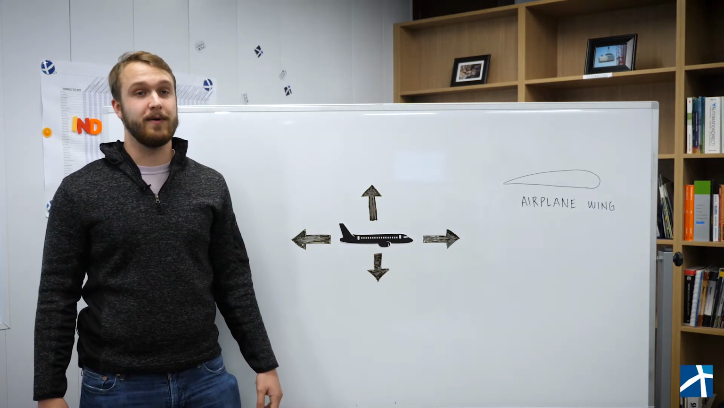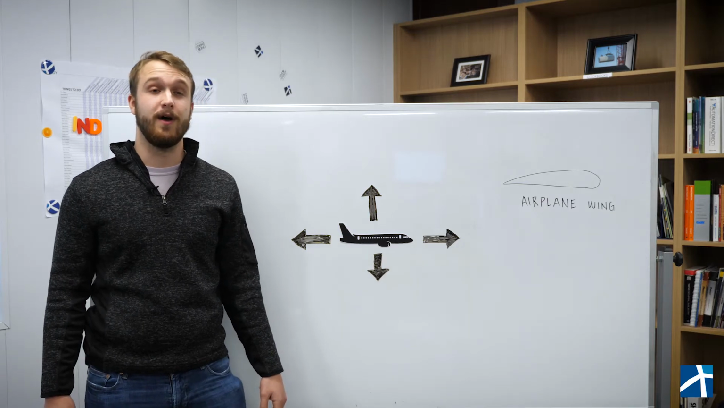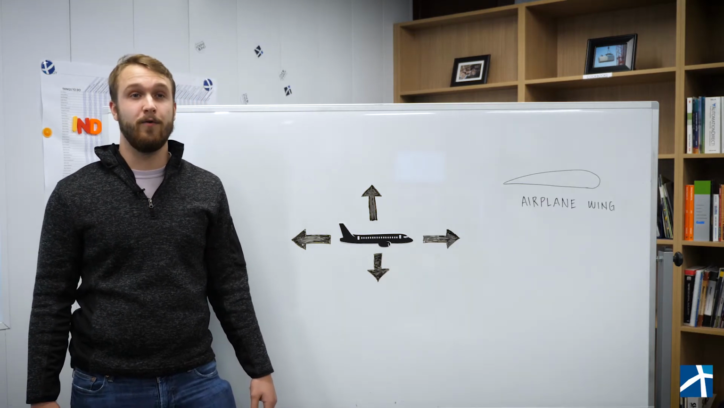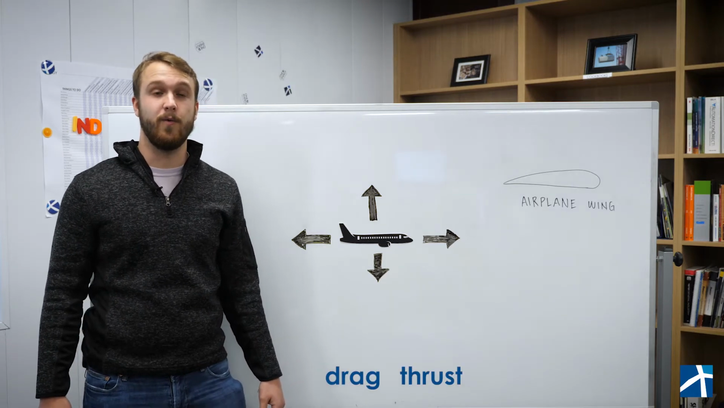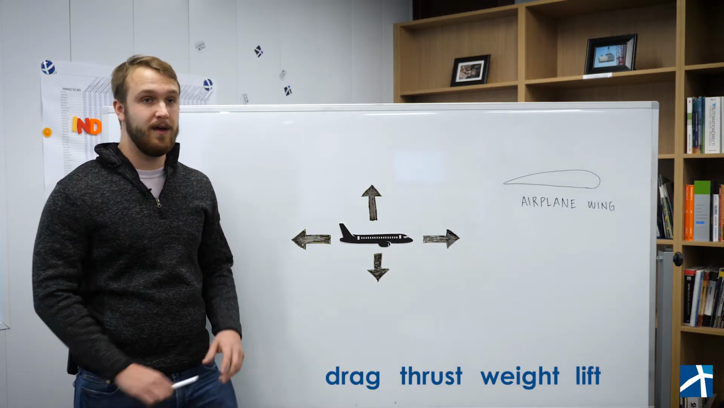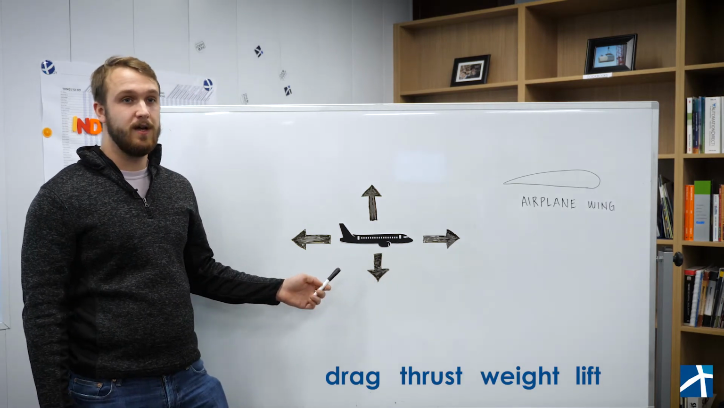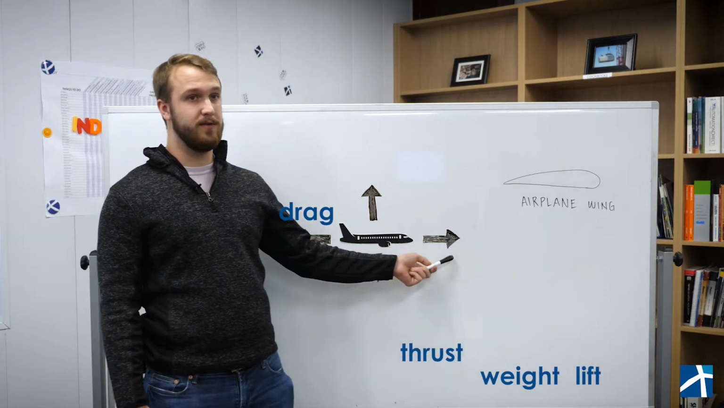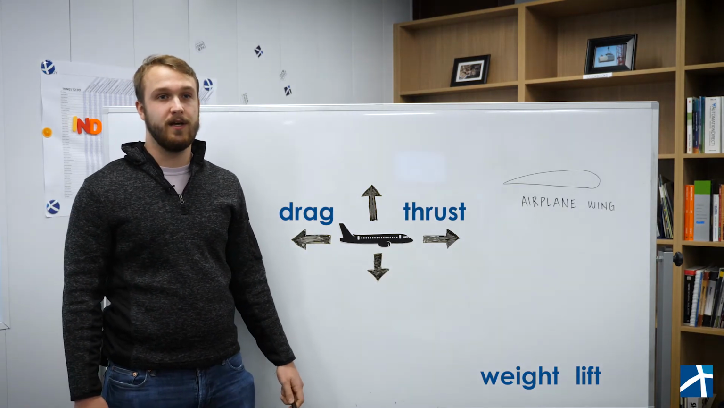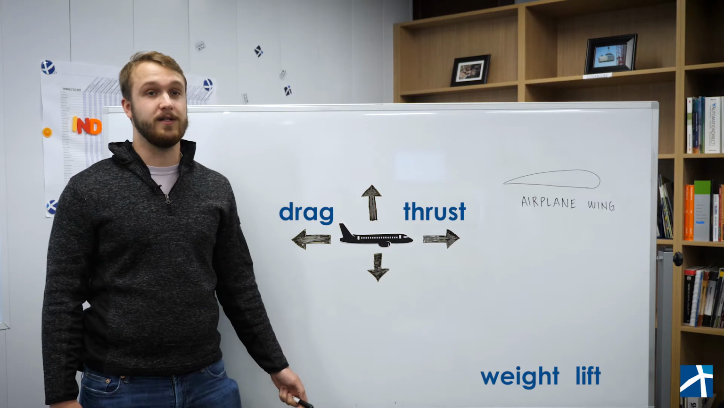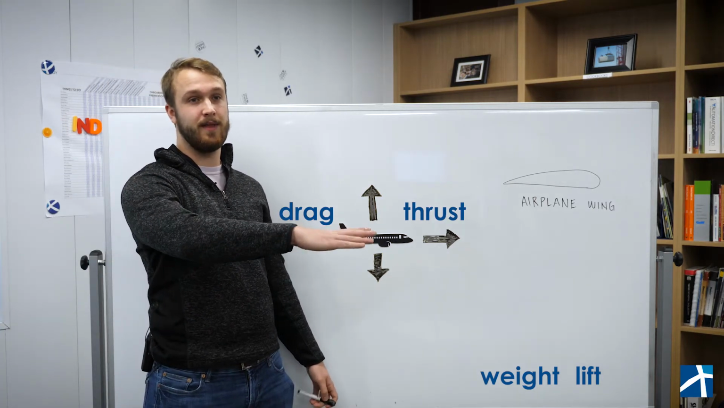Remember, aerodynamic forces are related specifically to the movement of things through air or some other fluid. There are four main types of aerodynamic forces: drag, thrust, weight, and lift. Each of these arrows represents one of the four forces. This one is drag, and this one is thrust. These forces work in complete opposite directions. If the thrust force is bigger than the drag force, the airplane moves forward like this.